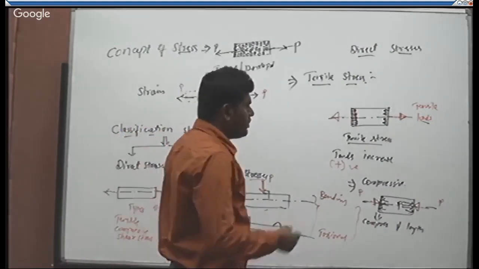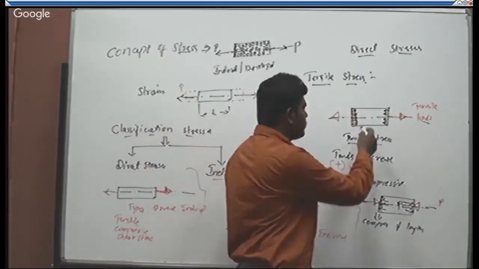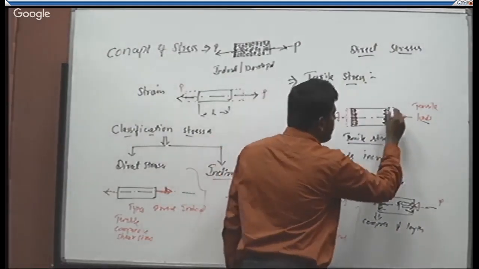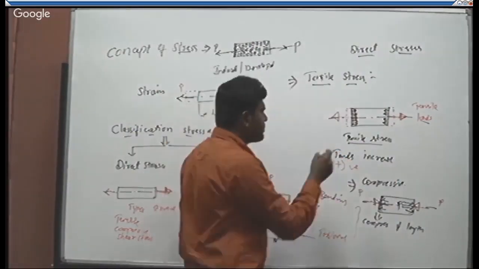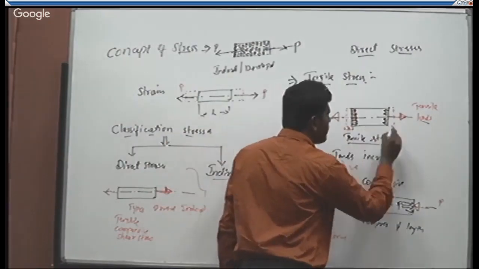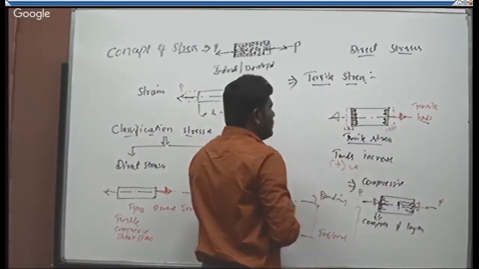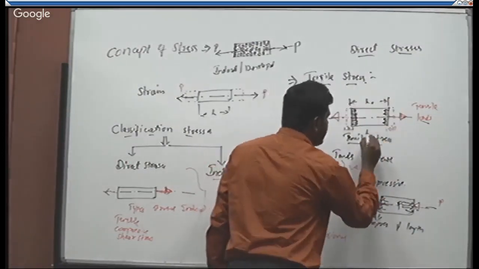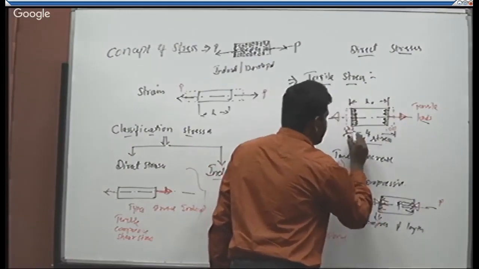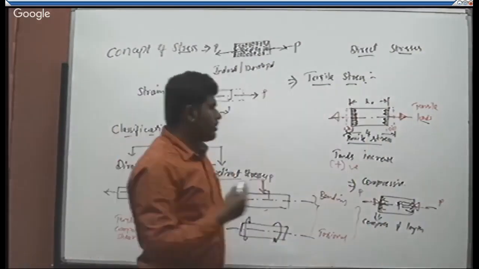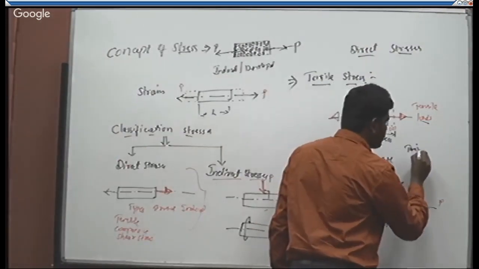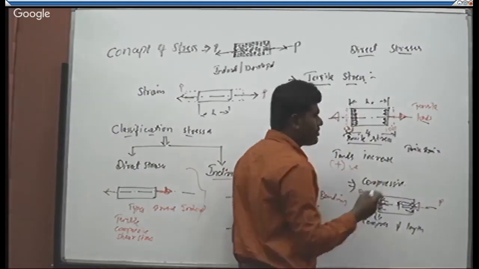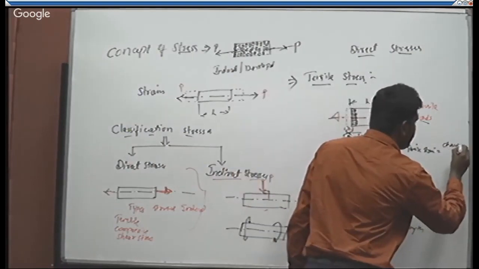Then we can observe here, in both cases, the corresponding strains. In the case of tensile stress, it undergoes a change in length by extending its length. We'll call it delta L. When we take this length of the bar as the original length before it was loaded, and this as the final length after it got extended due to the action of loads, coming to the tensile strain, this is the change of length due to the action of external load to the original length before it was loaded.